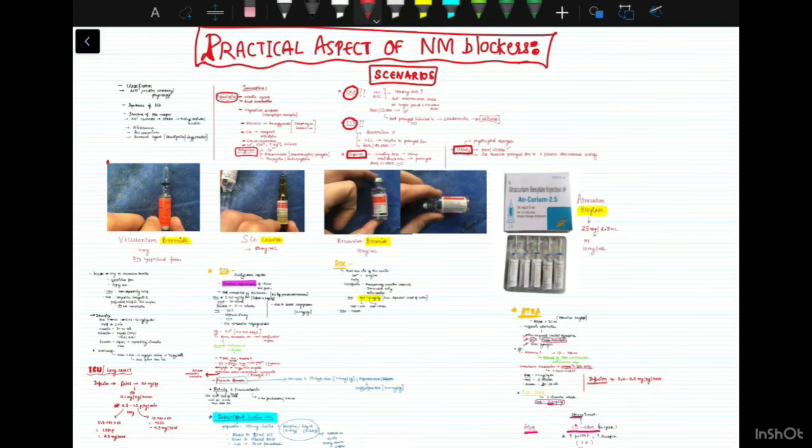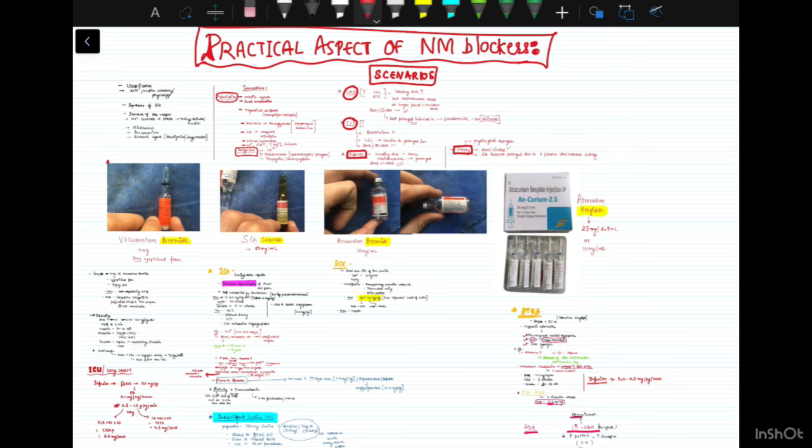Hi all. Let's talk about the most practical points of neuromuscular blocking agents. We all know that there is a plethora of information in your books and around, but let's talk only about those aspects which will help you conduct the case. What to do, what not to do. Let's get to the whiteboard. Here we go. This is all you need for practically conducting the cases.